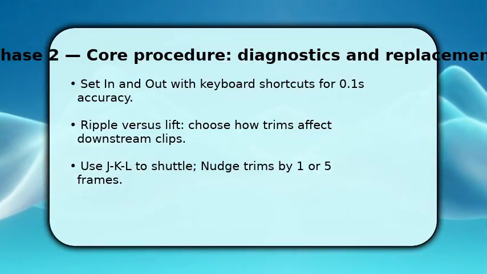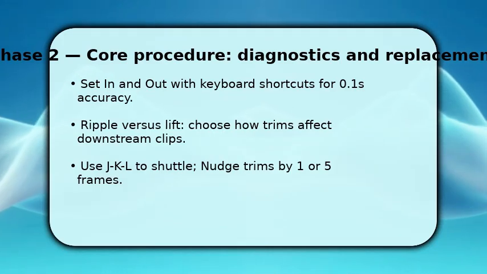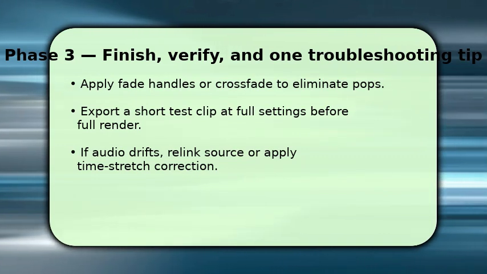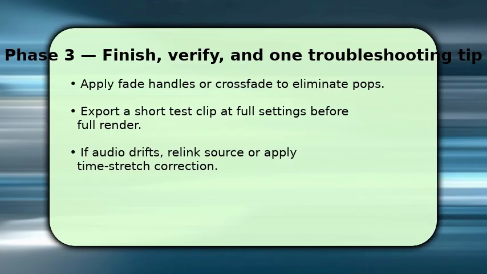You finish by trimming any extra frames and adding microfades at edit points to prevent clicks. Once done, export a short test clip at full resolution and codec settings to verify audio and visual integrity. Make sure transitions and levels remain consistent and adjust gain if needed.